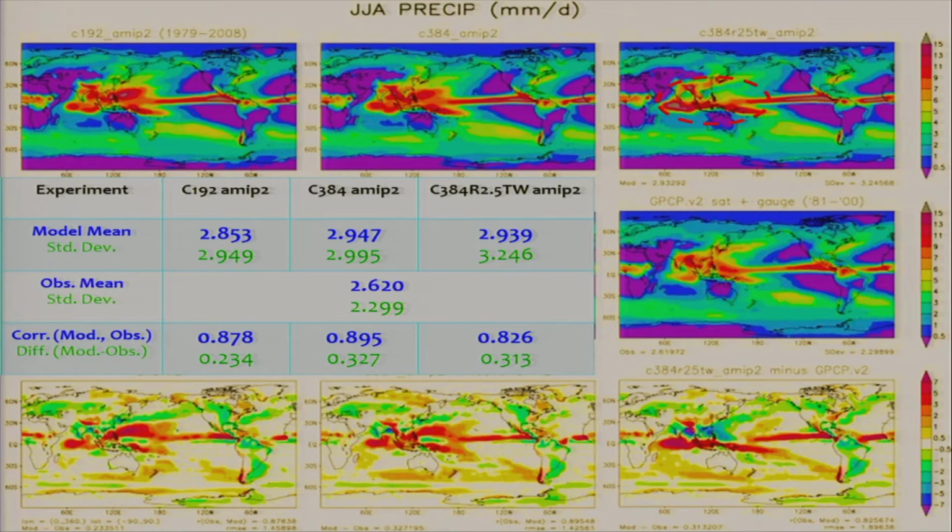And if you look at JJA, again, this is a totally different pattern in these two experiments. The same model physics, only different resolution. Here we have too little precipitation in this region and too much in this region. So if you focus on the Asian monsoon or MJO, the variable resolution stretched grid did not perform very well. Compared to GPCP, we have too little precipitation here and too much here.